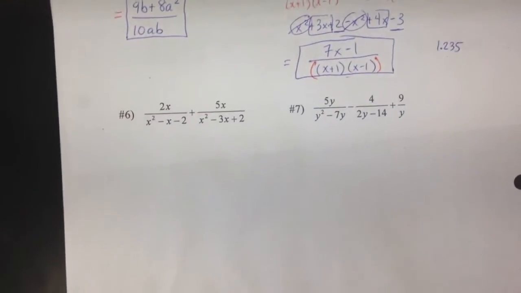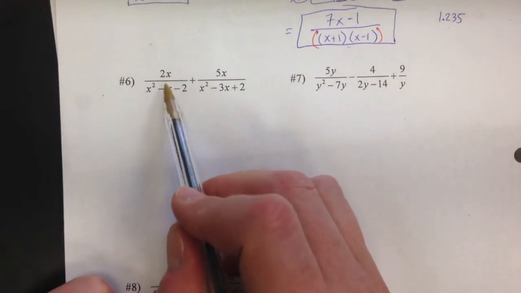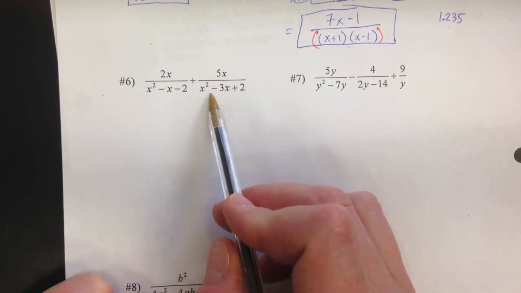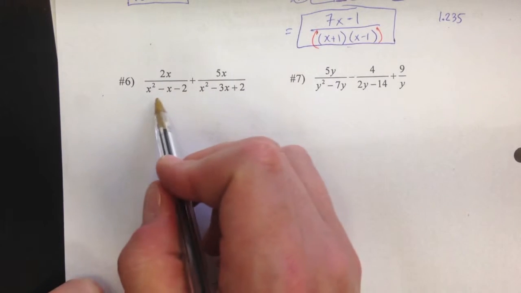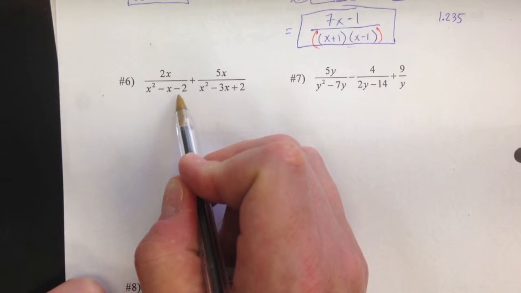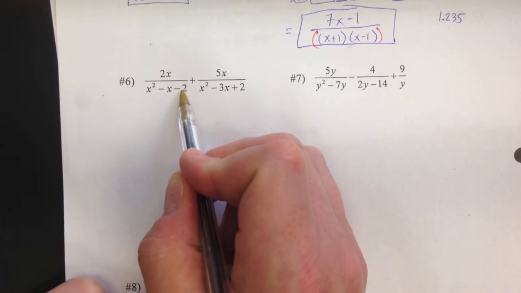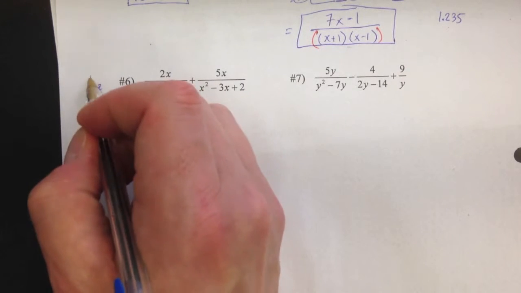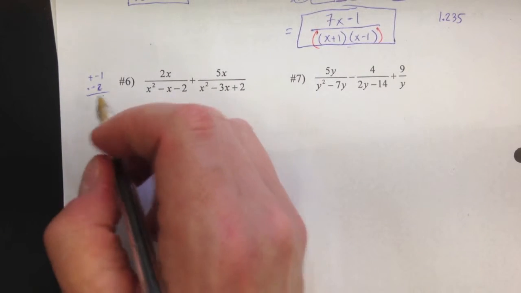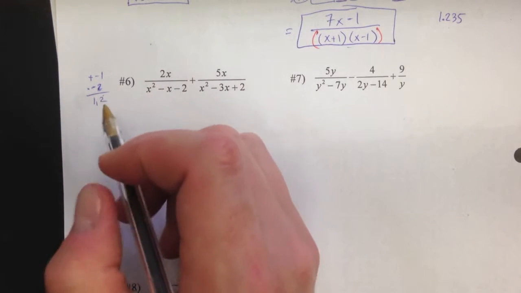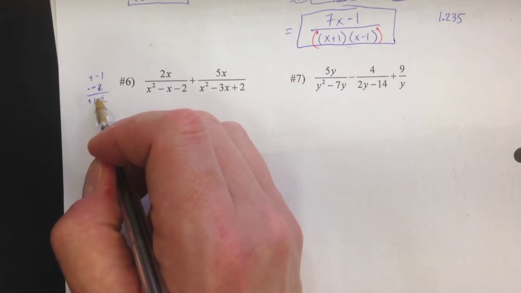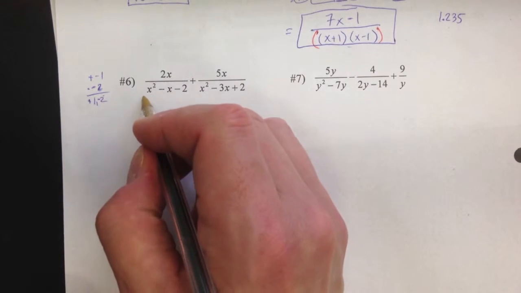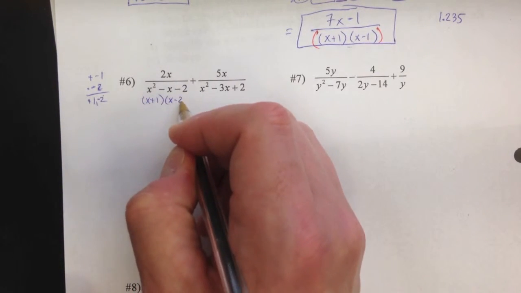All right, so let's do number 6. Let's take a look over here. 2x over x squared minus x minus 2 plus 5x over x squared minus 3x plus 2. First thing I want to do, I'm going to factor this. This is a trinomial, so I'm thinking what multiplies to negative 2 and adds up to negative 1. So on the side here, multiplies to negative 2, adds up to negative 1. Factors of 2 are just 1 and 2. All right, so if I do a positive 1 and a negative 2, that multiplies to negative 2, and if I add that, I get negative 1. So my factors are x plus 1 and x minus 2.